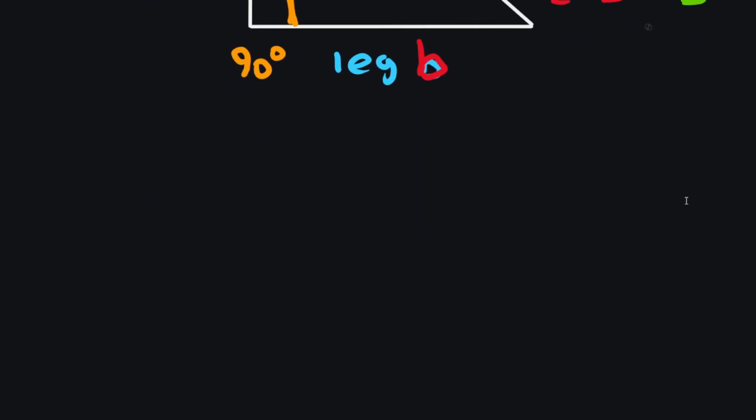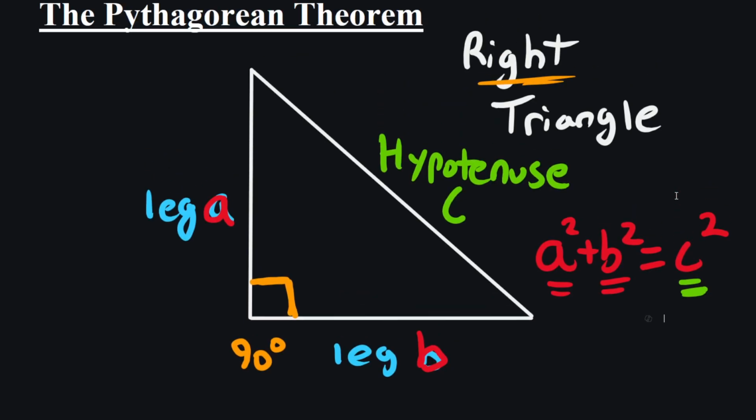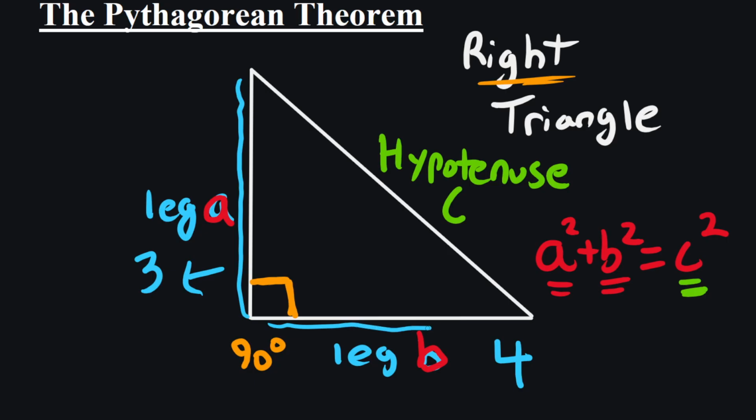So let's go through an example. Let's say that we know how long leg A is. Let's say leg A had a length of 3, and leg B had a length of 4. And we wanted to find out how long the hypotenuse is. So we have this right triangle. We know that all of this is 3, and all of this is 4. How long is the entire hypotenuse? How long is all of this?